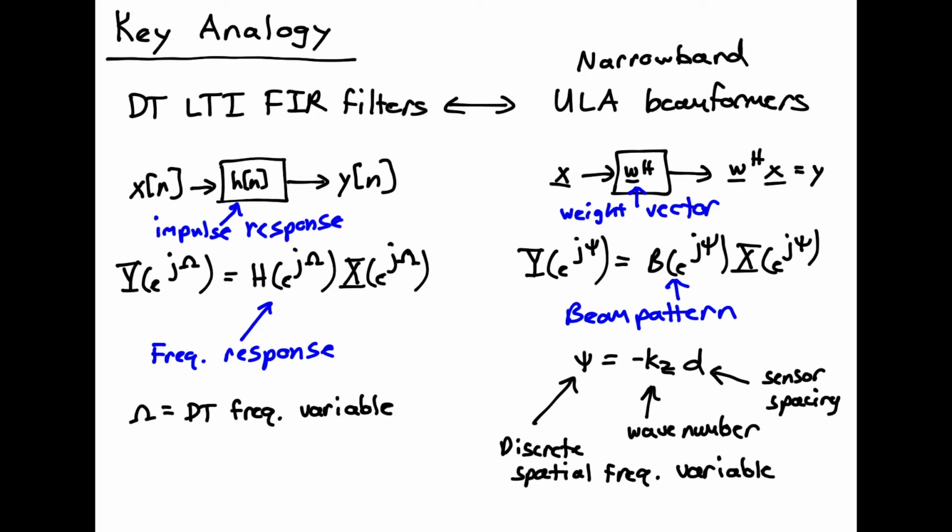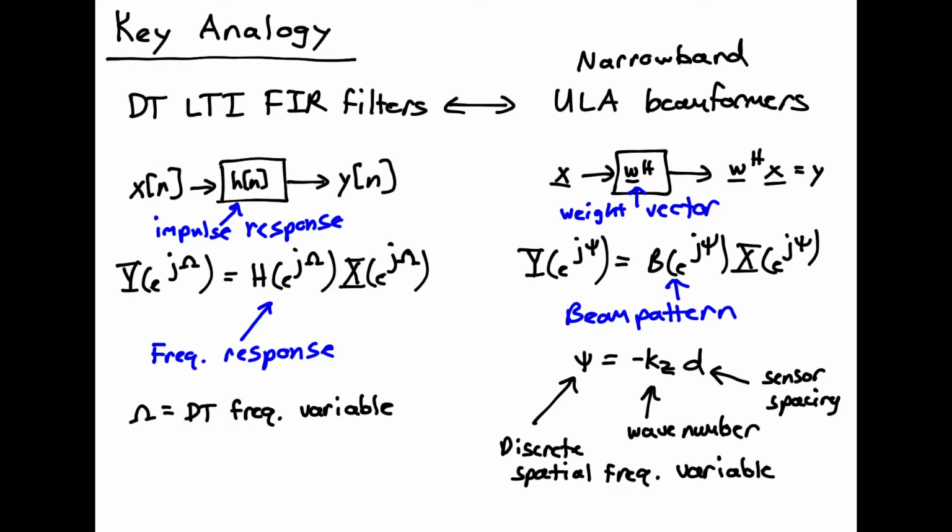From digital signal processing or any discrete signals and systems course, we know that a discrete time LTI system can be characterized by its impulse response, h of n. And we can relate the input and the output of the system through a convolution with that impulse response. Similarly, we can work in the transform domain, and here I'm using capital omega as my discrete time frequency variable.